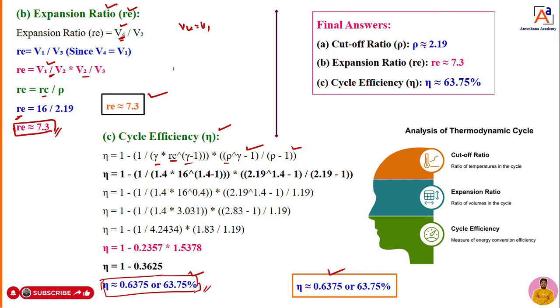Hence, what are the final answers? You need to put the final answers in a square bracket at the end. What is that? First finding is our cutoff ratio, that is 2.19. Second finding is expansion ratio, that is represented as RE, that is equal to 7.3. At the last, we need to calculate the cycle efficiency, that is eta is equal to 63.75%. Hence, like this we analyzed the problem and we have calculated cutoff ratio, expansion ratio and cycle efficiency. Okay, this is how to solve the numerical.